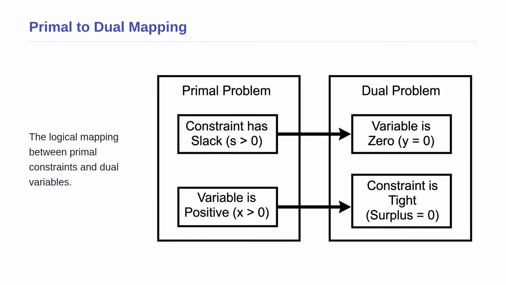Let us visualize this connection by looking at the mapping diagram on the screen. On the left, we have the conditions of our primal problem, and on the right, the dual problem. The arrows show a strict logical rule. If a primal constraint has leftover slack, meaning a resource is not fully used, the corresponding dual variable, representing its price, is forced to zero. Conversely, if a primal variable is strictly positive, meaning we are actively producing that item, the corresponding dual constraint must be perfectly tight, meaning it has zero surplus.